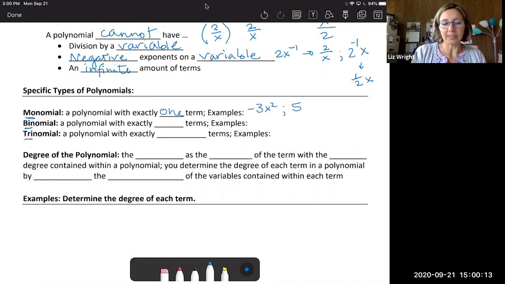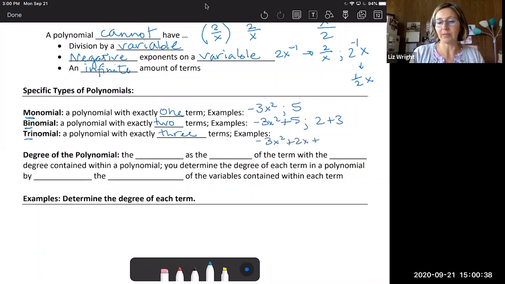A binomial is exactly 2 terms. It could be negative 3x squared plus 5. That would be a binomial. We could say 2 plus 3. That's a binomial. When you combine them, though, that would be a monomial. A trinomial is a polynomial with exactly 3 terms. A trinomial could be negative 3x squared plus 2x plus 5, where we have exactly 3 terms. We could also have 2 plus 1 plus 2 to give us our trinomial.